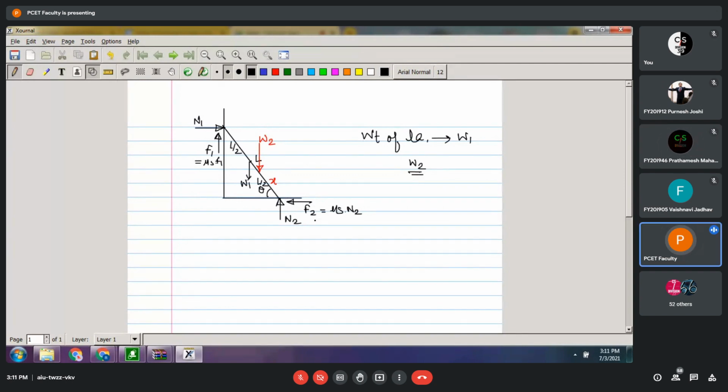Normally, in some of the cases, it is mentioned in the problem that your mu s value for floor and ladder is equal to your mu s value for your vertical wall and ladder. So in that case, both your mu s values will be the same. But in some of the problems, your mu s values can be different. So accordingly, you need to consider N2 into that corresponding mu s, which can give you the maximum frictional force offered by the floor or offered by the wall.